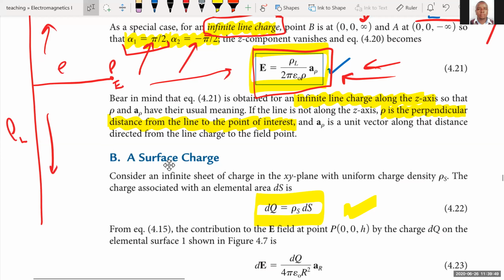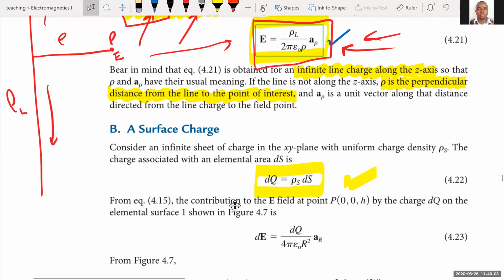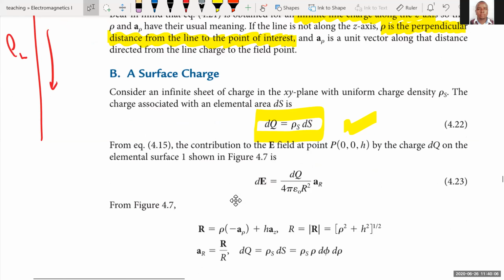So in a similar manner, we will look at some special charge distributions, starting from a surface charge. Before we do that, we are going to review what we already said. We said, consider an infinite sheet of charge in the XY plane with uniform charge density rho S. And then we also said that the charge associated with the elemental area dS can always be expressed as we can see.